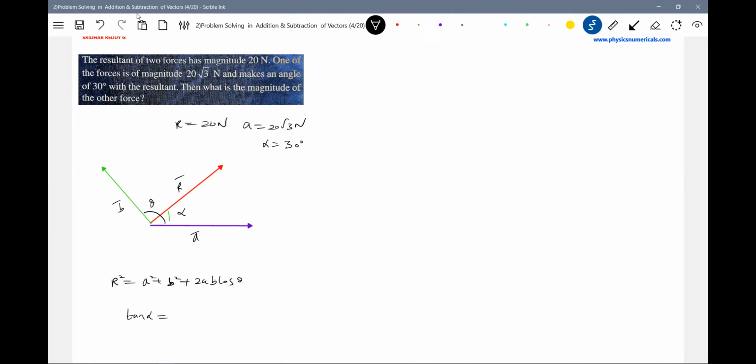Then tan alpha equals B sin theta over A plus B cos theta. What are the unknown things? Theta and B are the unknown things. You can solve by this method also. We know all the things, R, A, and alpha. Theta and B are unknown. Can we solve it? Yes, you can solve it. We have an alternative here. Fine.